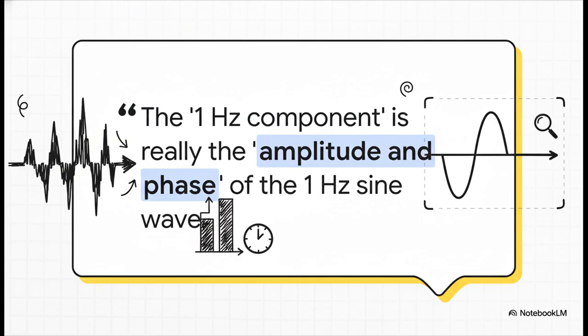When a piece of analysis software talks about the 1 Hertz component, that's not some vague, fuzzy idea. It is pointing to two very specific, concrete numbers: the exact amplitude and the exact phase of the 1 Hertz sine wave that it found hiding inside that complex signal.